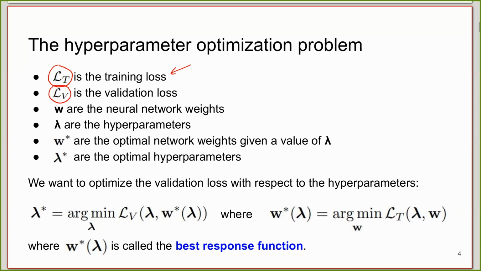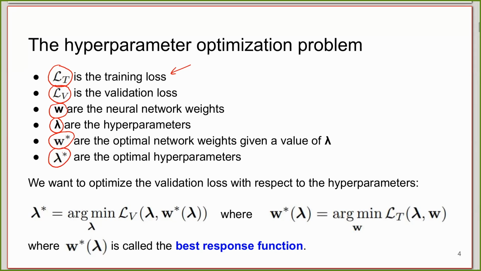As I said, we are tuning the weights, the neural network weights, which we represent with W, on the training set. We are going to denote the hyperparameters with this letter lambda. Once we have optimized the weights on the training set by minimizing the training loss, we assume that we have some optimized weights, which we are going to denote with W star. Then what we want is to optimize the validation set performance with respect to the hyperparameters, and the optimal hyperparameters we're going to denote also lambda star.